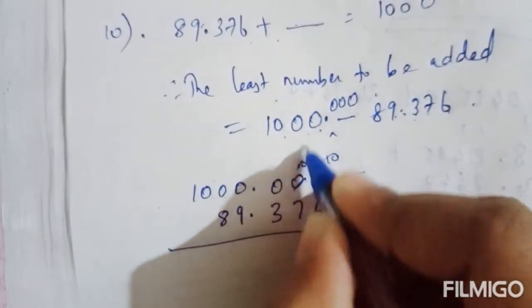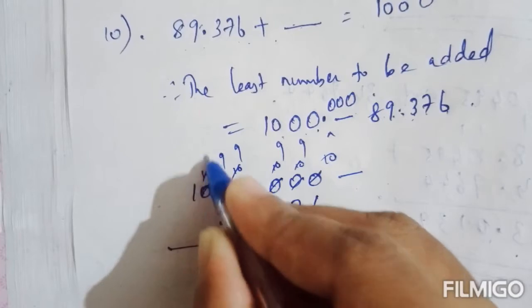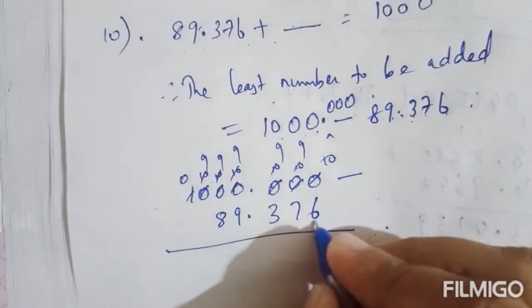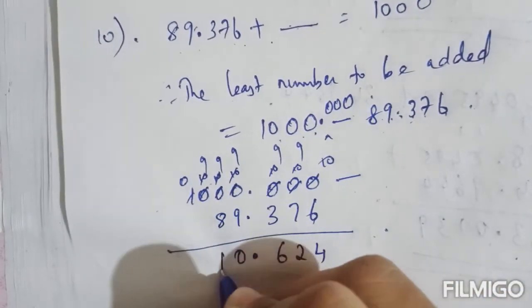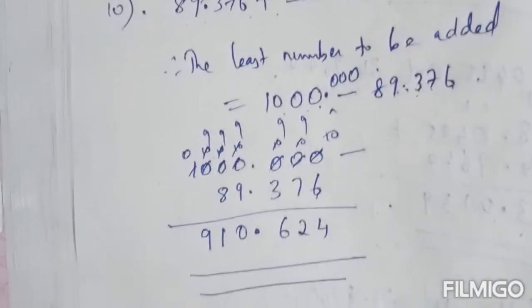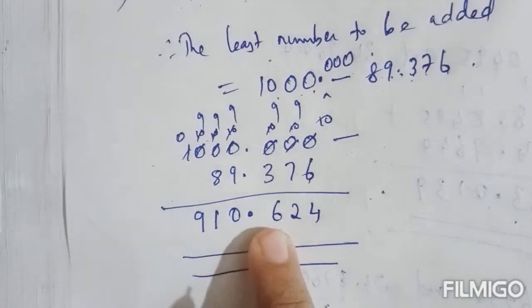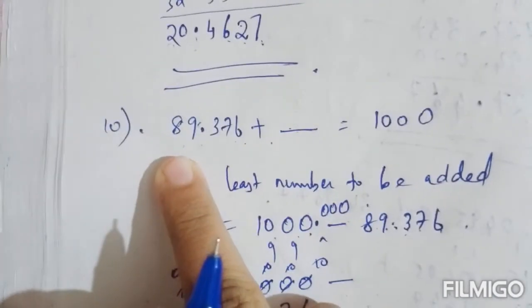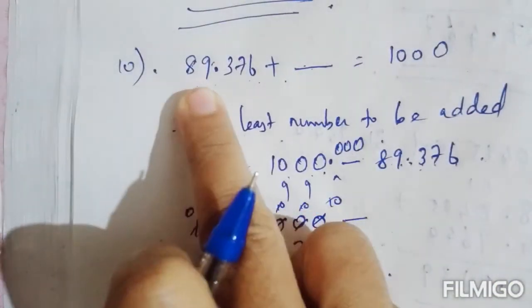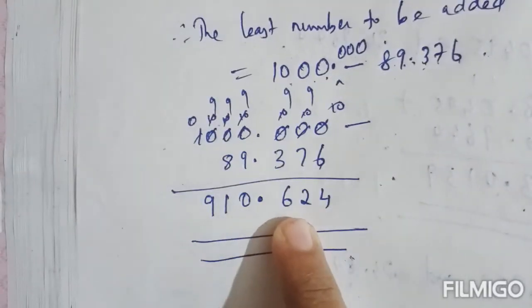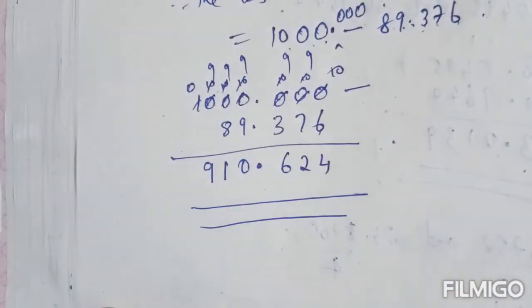Here 10, here 10, 9, here also 10, 9. 10, 9, here 10, 9, 10, 9, here 0. Now 6 to 10 it is 4, here 2, here 6, decimal point, 0, 1, then 9, 910.624. So the least number to be added is 910.624. This number should be added to 89.376, then their sum will be 1000. Okay, the sum of 89.376 and 910.624 will be 1000. So this is the least number to be added.